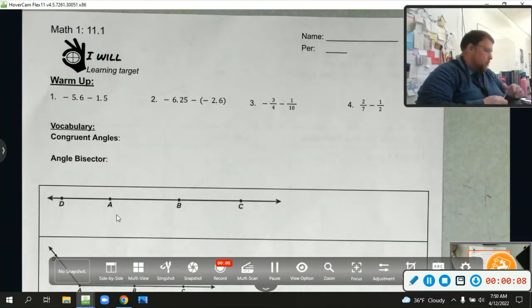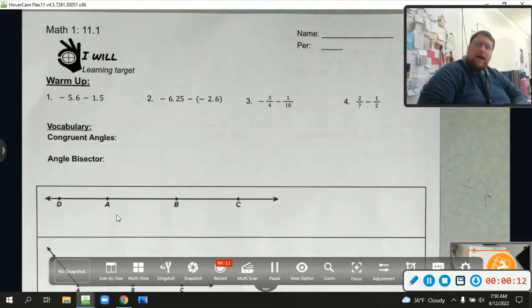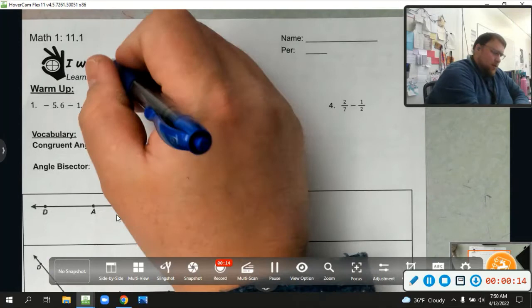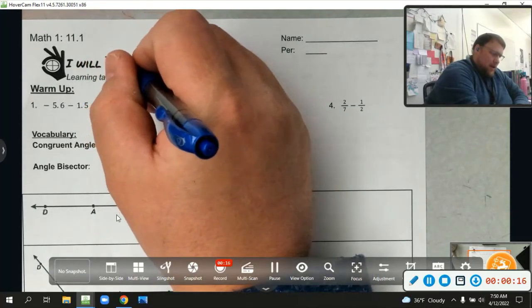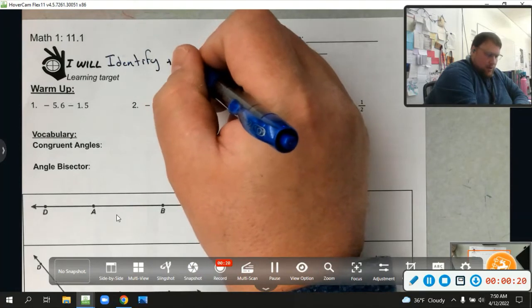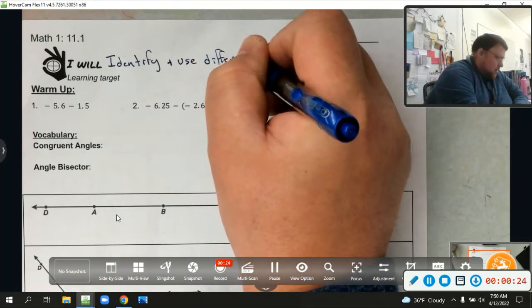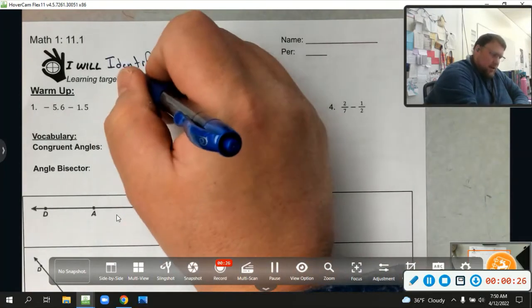So for 11.1, our learning target today is I will identify and use different kinds of angles.